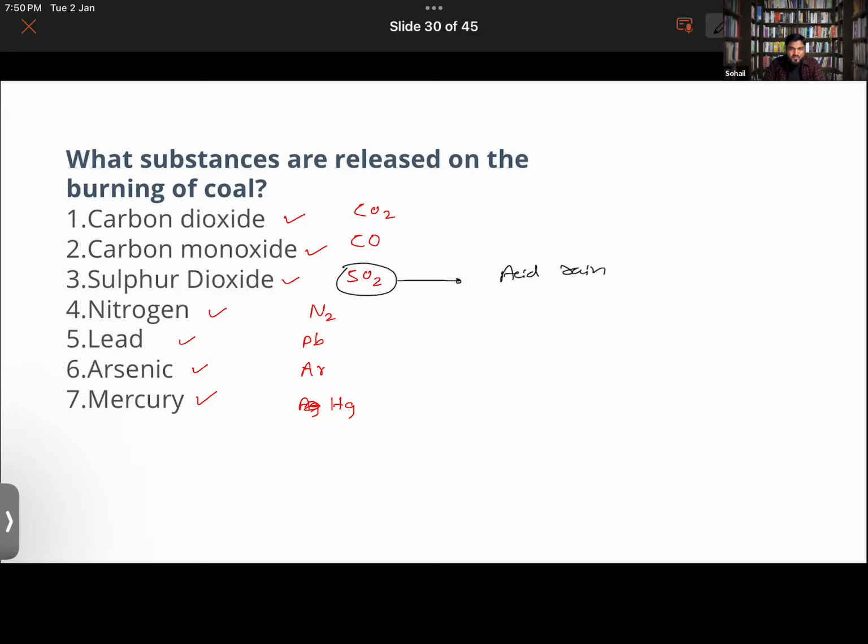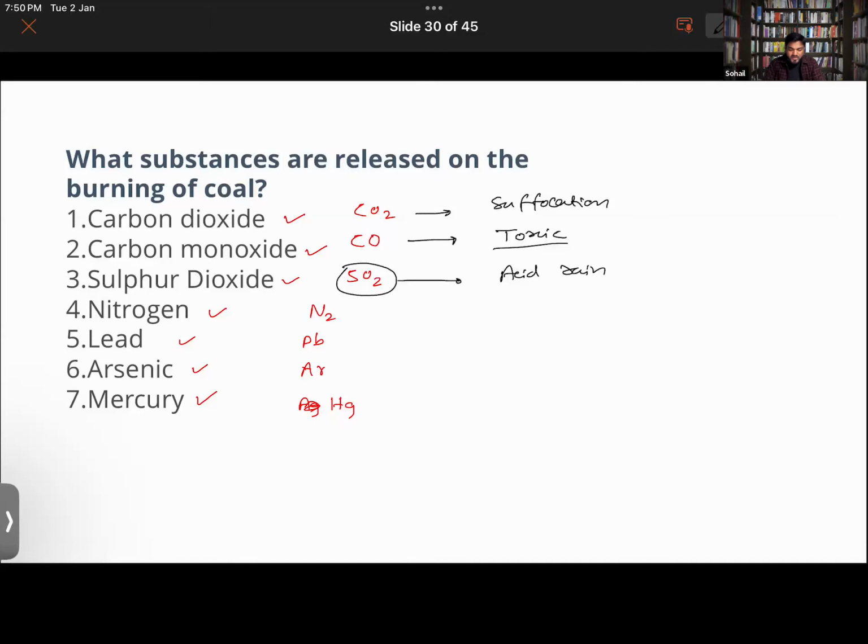And carbon monoxide, what is the nature of carbon monoxide? It is toxic in nature. Also, carbon monoxide production causes suffocation. It combines with hemoglobin to make carboxyhemoglobin. Very good. And oxygen combines with hemoglobin to form oxyhemoglobin, right?